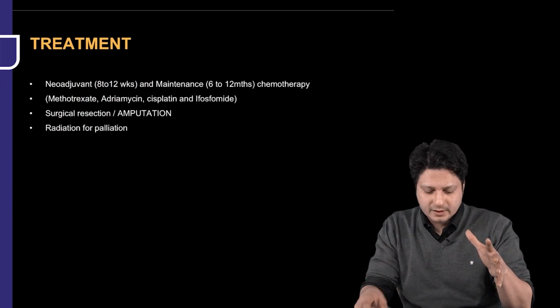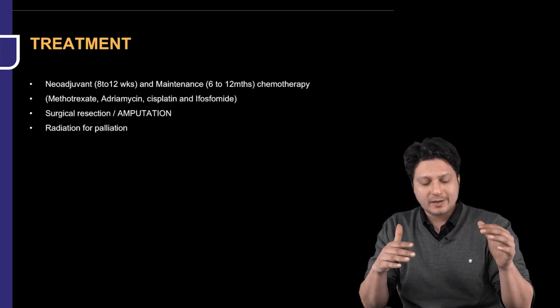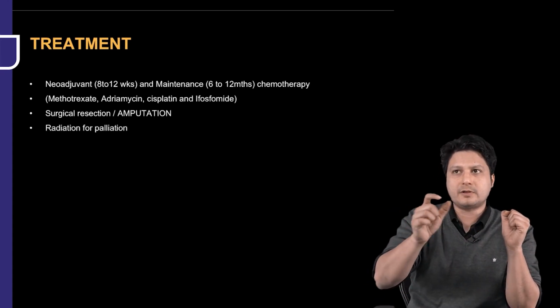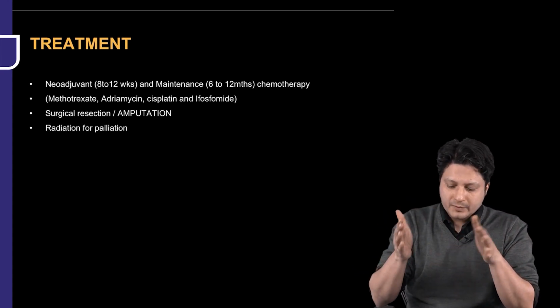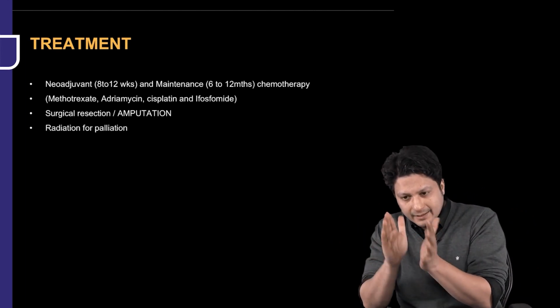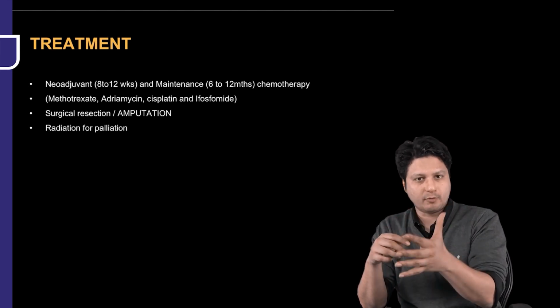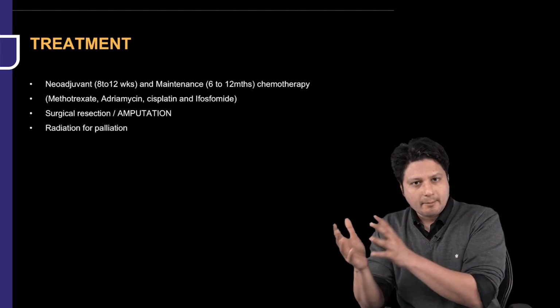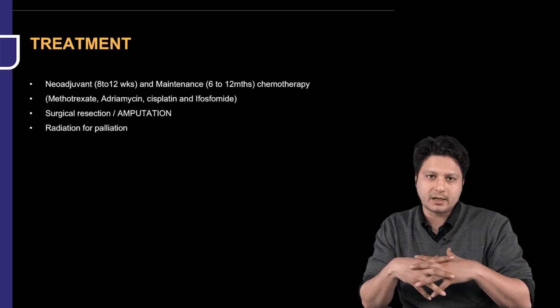As far as management is concerned, neoadjuvant chemotherapy has to be given for a period of 8 to 12 weeks. That means around 2 to 3 months. Then maintenance chemotherapy has to be continued for about 1 year, and in between the surgical method is provided. Means you can go for the amputation, you can go for the megaprosthetic implant placement.